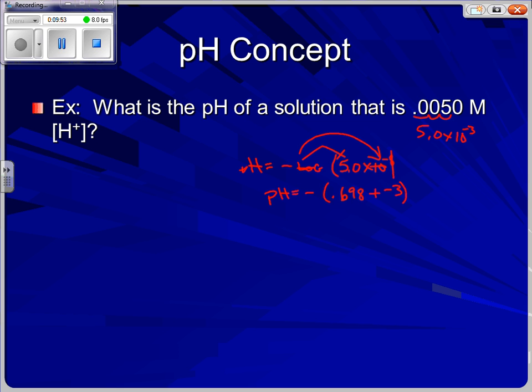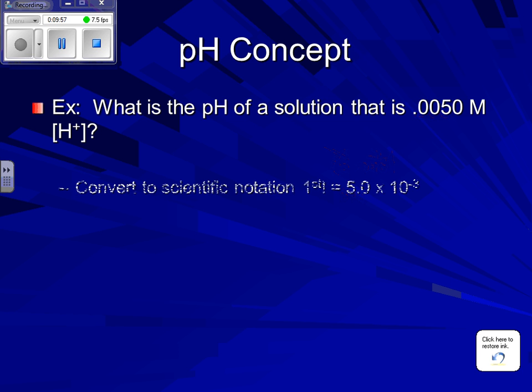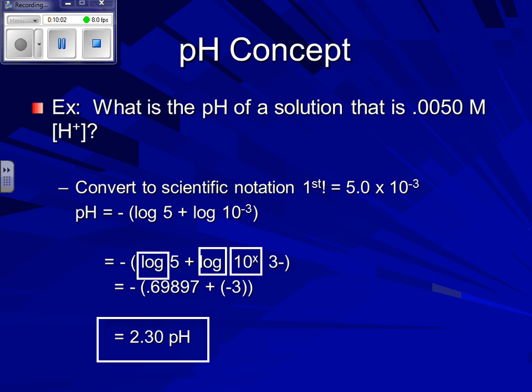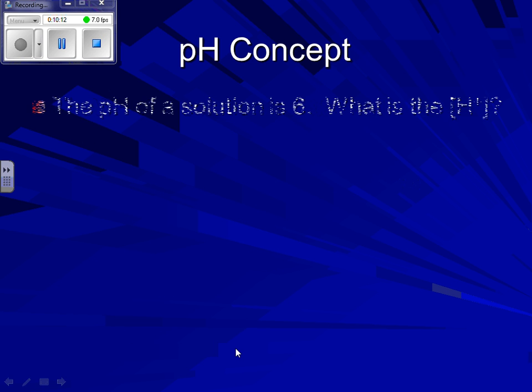Okay, so pretty straightforward. Just don't forget to put it in scientific notation first. Okay, then I can just follow this and get 2.30. I went 3 significant figures here. I should have gone 2 in this problem because these first 2 are not significant. These 2 are. So the answer really should be 2.3 for a pH.